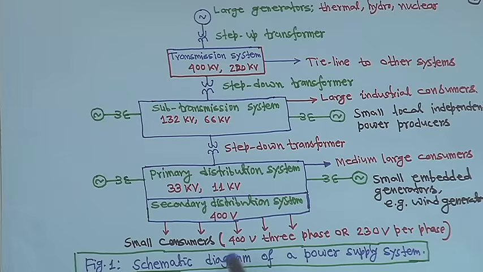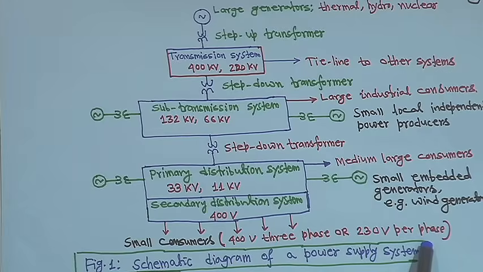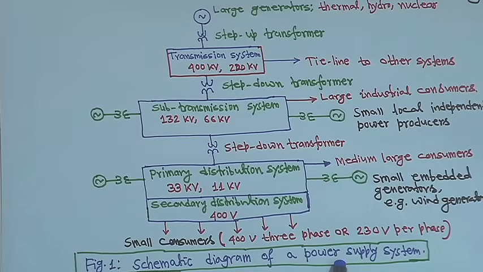So in this case, if it is a line to line voltage, then it will be 400 or 430, and if it is single phase, line to neutral, then it will be 400. If it is 400, then 400 by root 3, or if it is 430, then 430 by root 3, right. Whatever it comes, I have just written 230 volt per phase, right. So this is a schematic diagram of the power system as a whole, right.